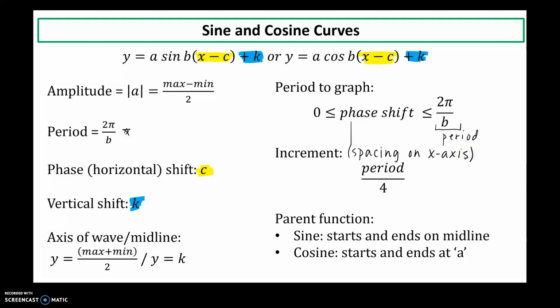And then, of course, what's the parent function? It's either going to be sine or cosine. Sine starts and ends on the midline. Your cosine starts and ends at the value of a. Okay, and let me go back to this real quickly. Your phase shift is going to be that expression x minus c from your graph. Okay, so that is going to be important.